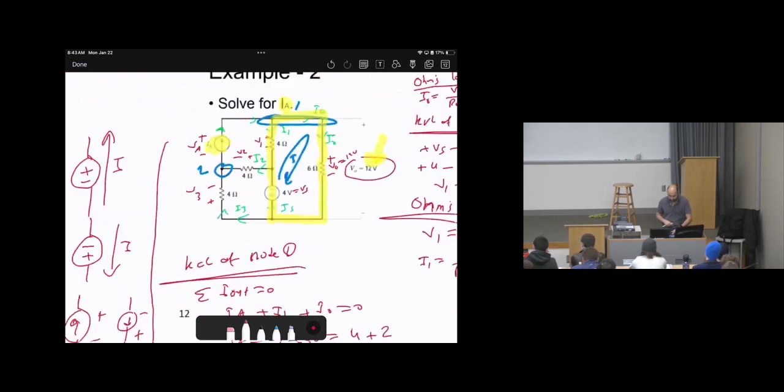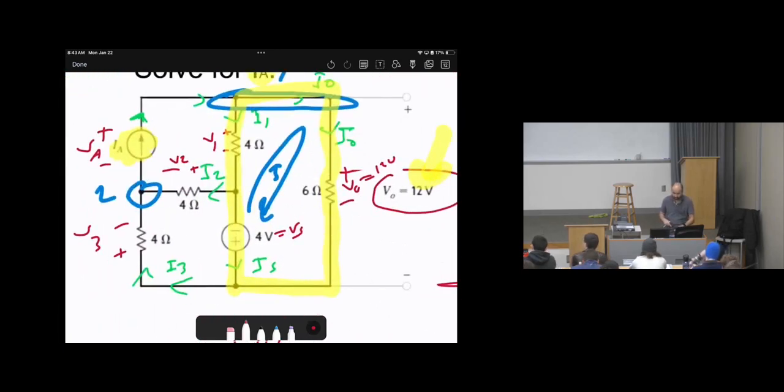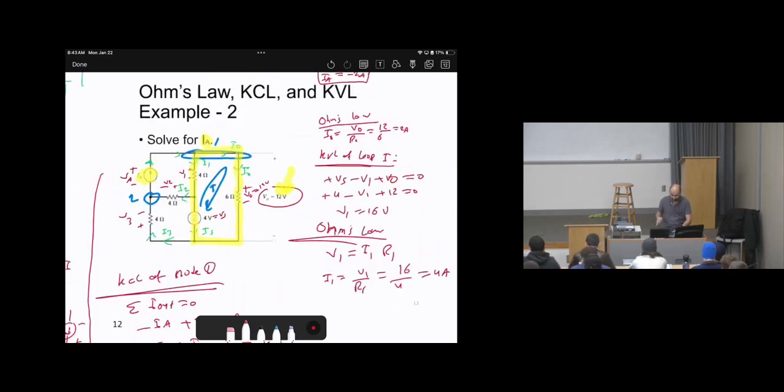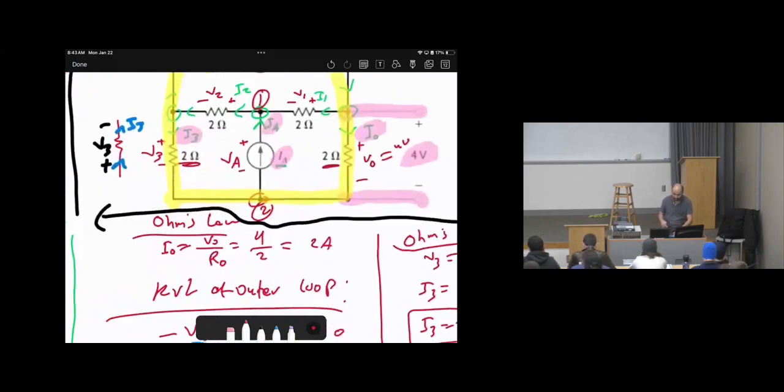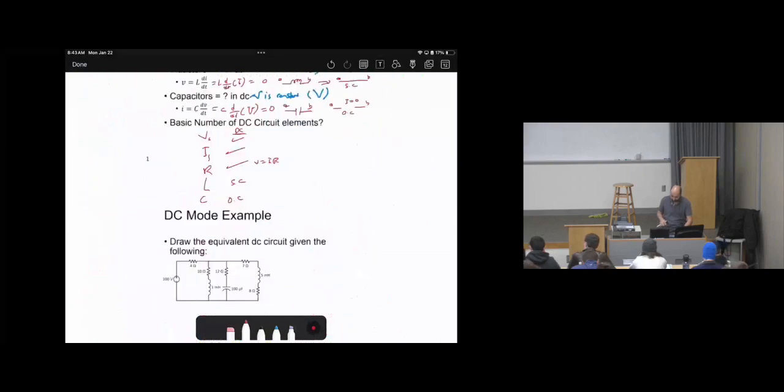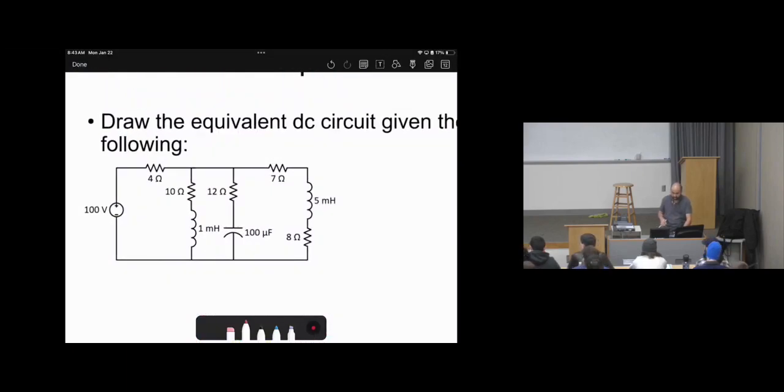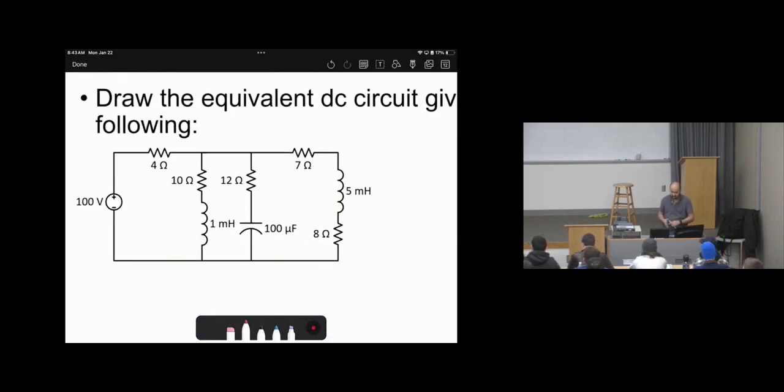So again, by looking at the previous two examples, what are the elements that we have? Current source, voltage source, resistor. That's it. Okay, now the question is, how about when I have this circuit, but there are inductors and capacitors? What should I do? I know in DC, the inductor will be a short circuit, the capacitor will be an open circuit. It's DC, so there should be only three elements: resistor, voltage source, current source.